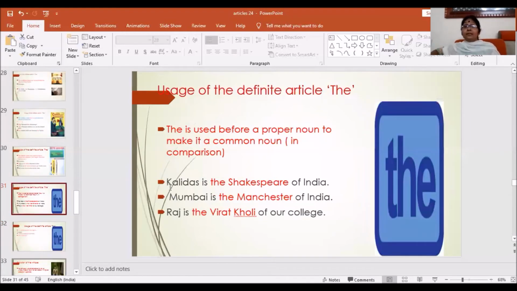Now, the is used before a proper noun to make it a common noun. Sometimes we use a, sometimes we use the. For example, when I say Kalidasa is the Shakespeare of India, anyone who writes like Shakespeare can be called Shakespeare. So here Shakespeare has become a common noun. Mumbai is the Manchester of India, right? Raj is the Virat Kohli of our college. So when our proper nouns function as a common noun, we can use a, an, or the, depending on the context of the sentence, right?